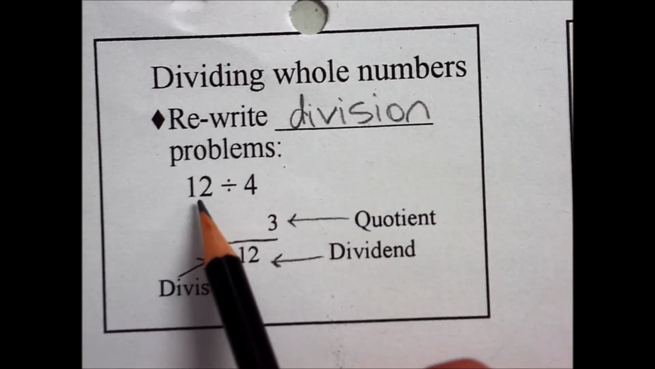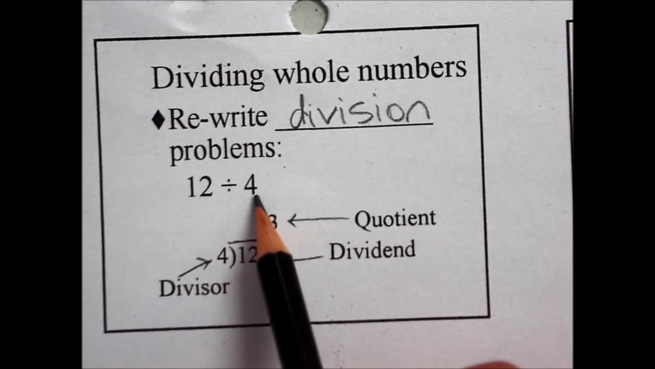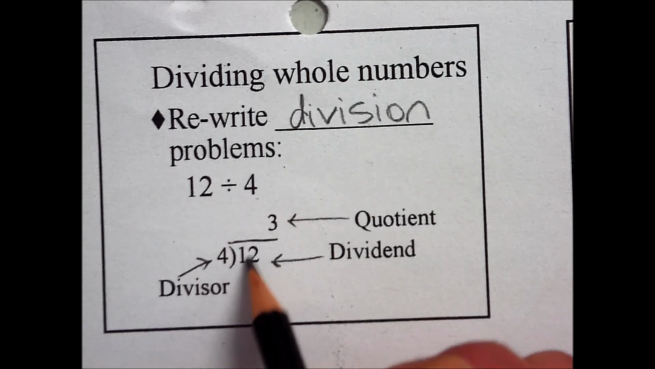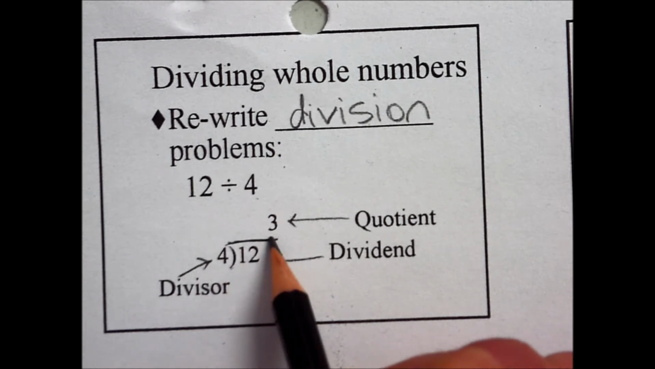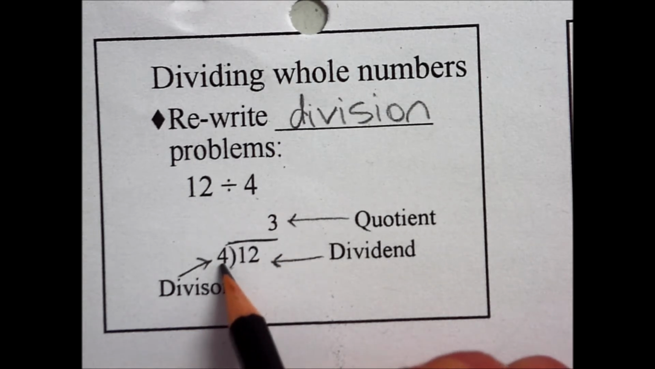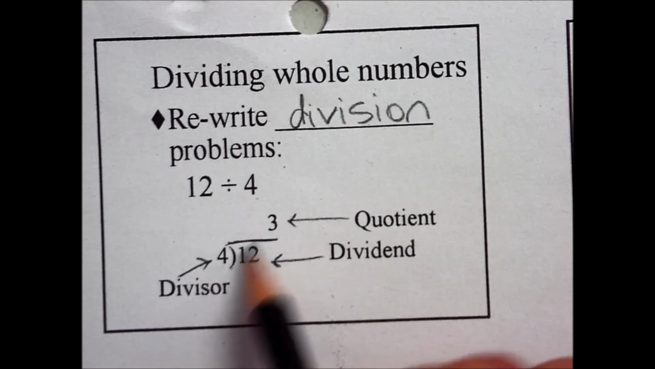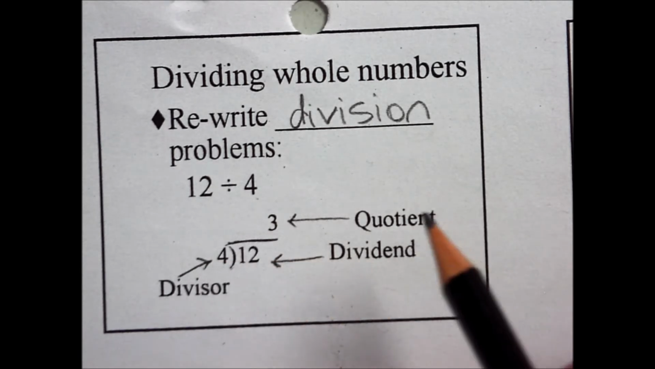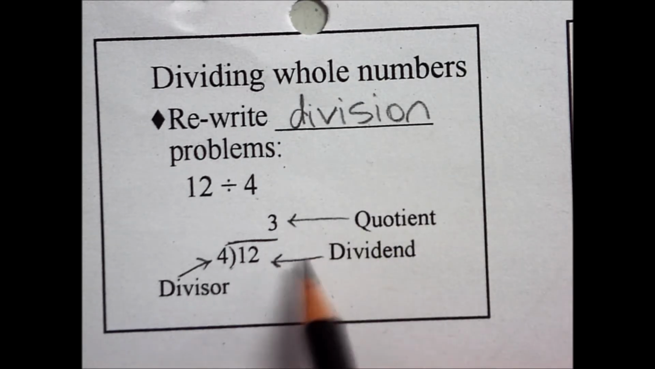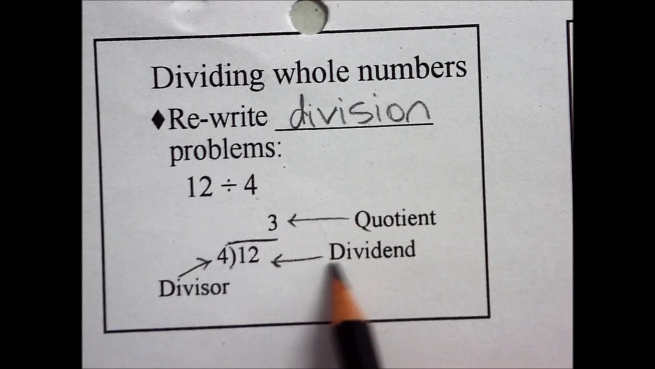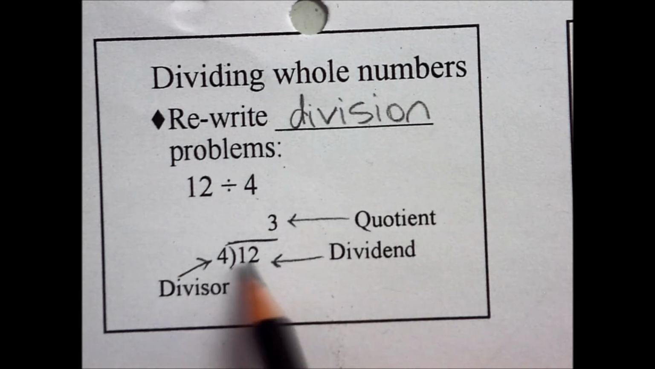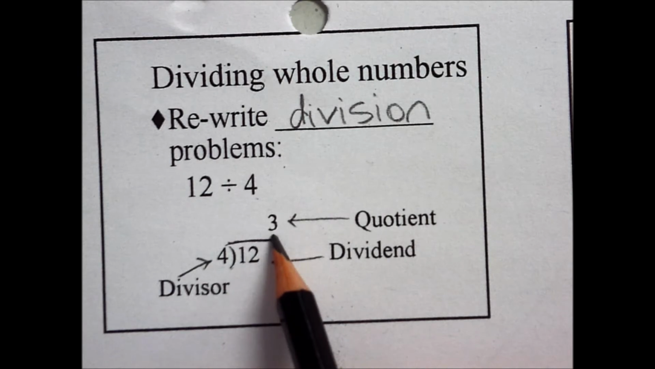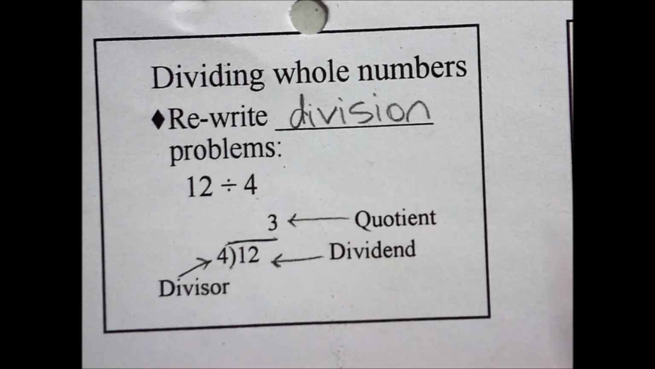In this problem, we have 12 divided by 4. As I write this, I say it out loud: 12 divided by 4. I call this area the house, and then the 4 is out here knocking on the door. All right, the technical names. The number in the house is your dividend. The number knocking on the door is the divisor, and the answer is called the quotient.